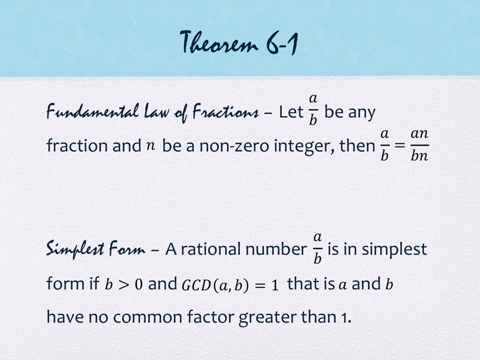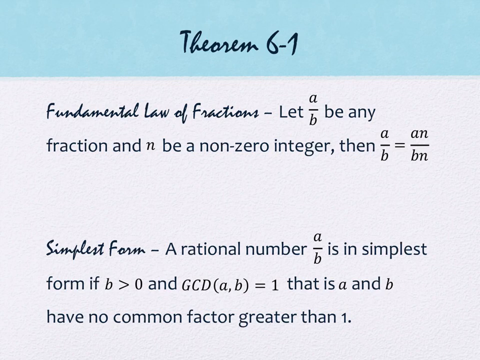The fundamental law of fractions says that if we have a fraction a over b, and we have any other non-zero integer, so you've got 7, you've got -2, it doesn't matter if it is positive or negative, just not 0. If I multiply the numerator and the denominator by that same value, the fraction's value as a whole doesn't change. And we know this to be true.